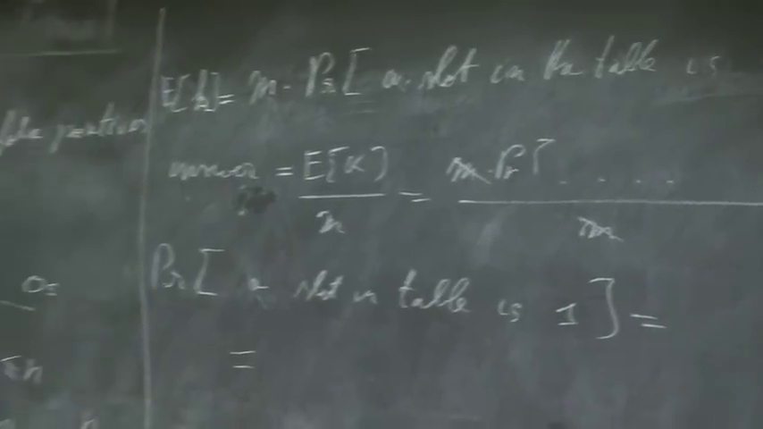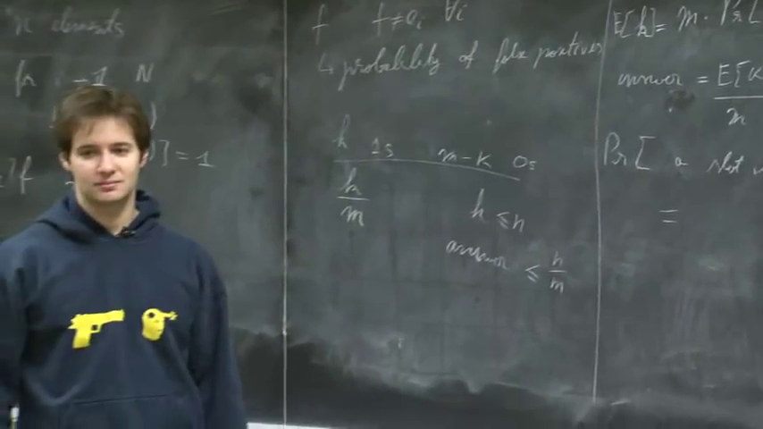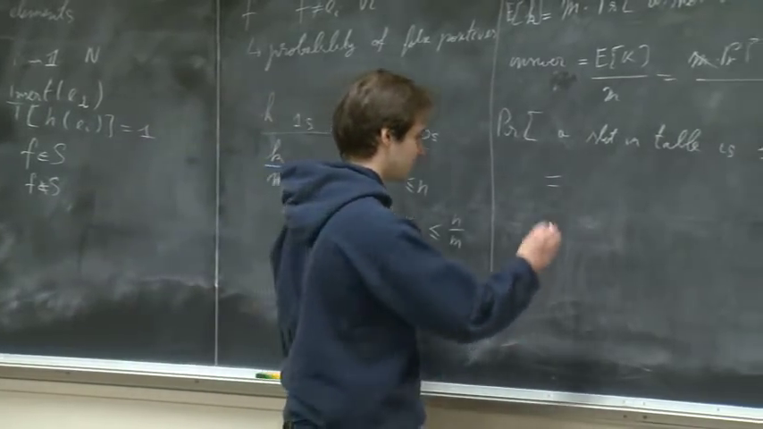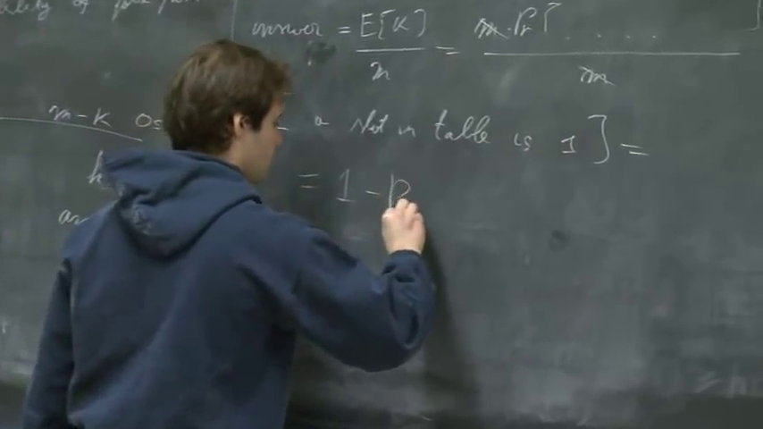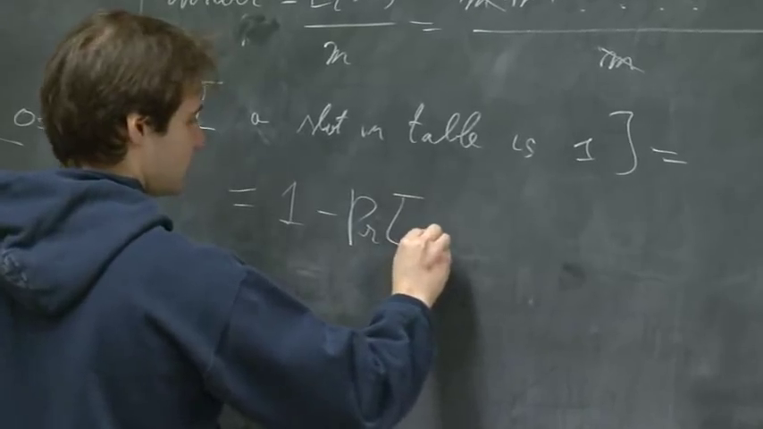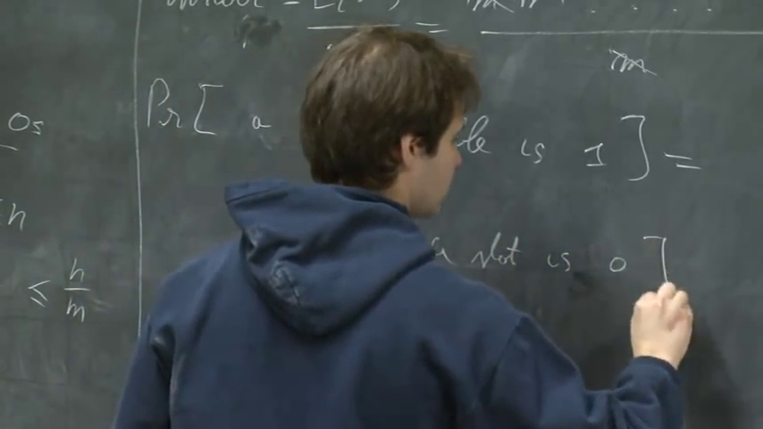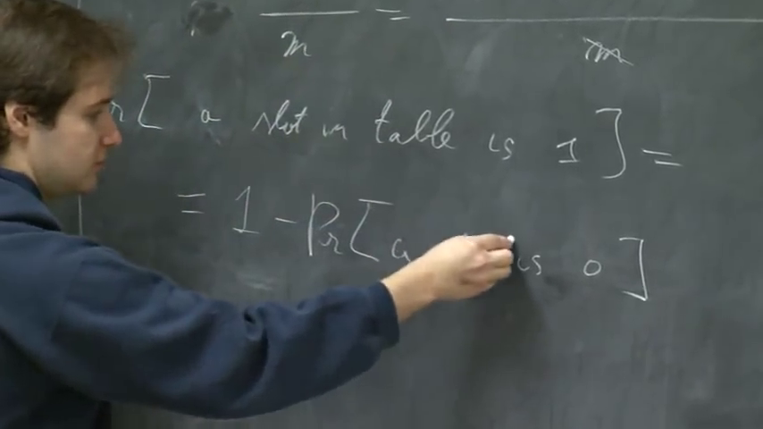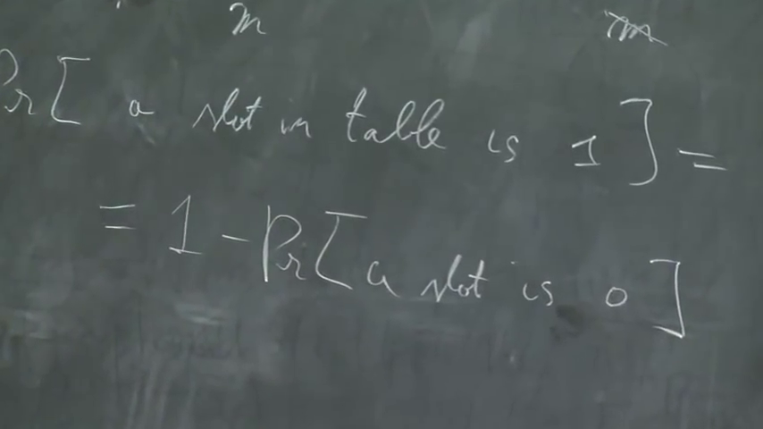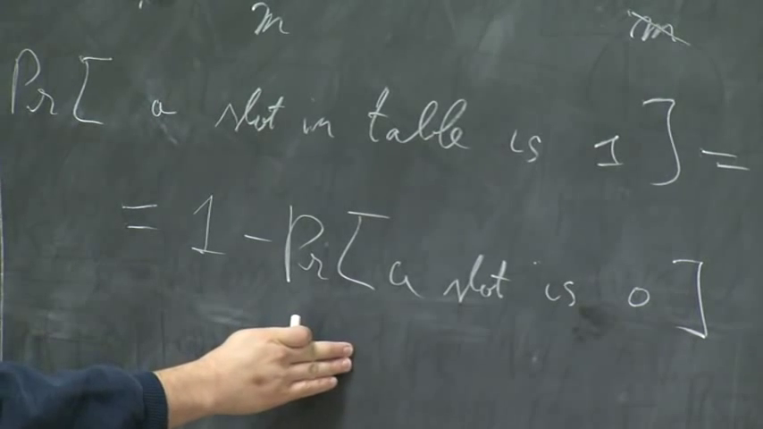It's equal to 1 minus the probability that it was never picked. Exactly. It's the first thing we do. 1 minus the probability that a slot is 0. This is easy, right? Like, this looks easy. But this makes a huge difference.